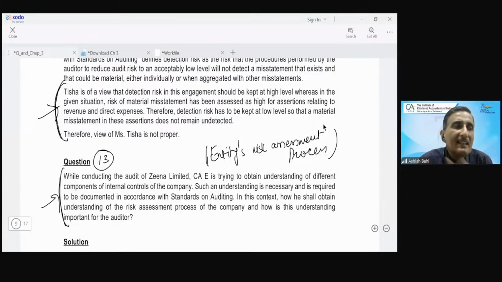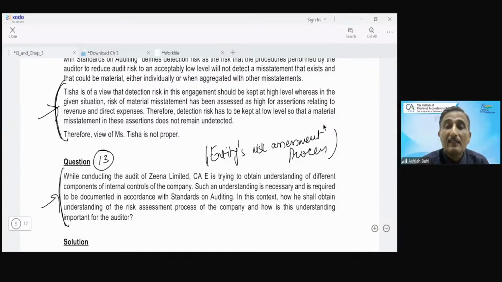Okay, so read this question number 13. While conducting the audit of Zena Limited, CAE is trying to obtain understanding of different components of internal controls of a company. Such an understanding is necessary and is required to be documented in accordance with the standards on auditing. You have to just go through your module and see in SA 315, there are documentation requirements where auditors' understanding regarding each component of internal control have also to be documented. Remember this. This is a hidden point.